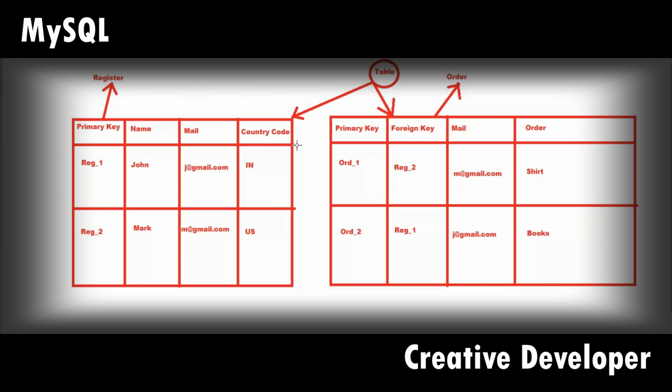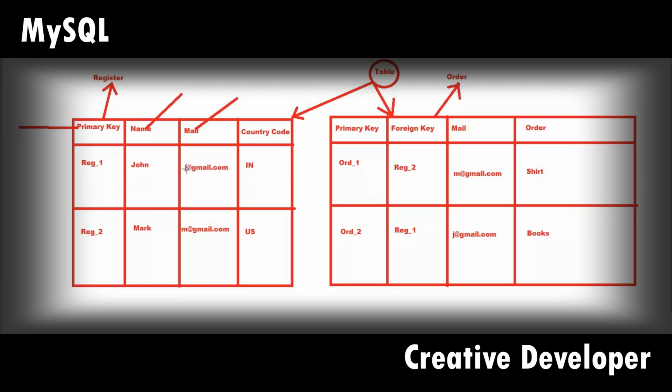Every column has its unique name. Here this column name is primary key, this column name is name, this column name is mail, this column name is country code. So when we store data in row and column format and each column has a name, that time we call it a table. It is not mandatory that every column should have a name, but mostly we keep a name just for understanding purposes. But when we store data in row and column format, that is called a table, and in MySQL we store our data in table format.